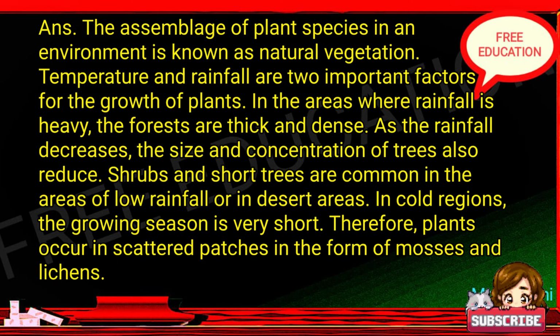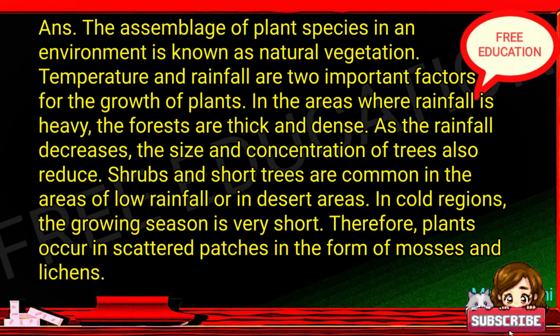Temperature and rainfall are two important factors for the growth of plants. In the areas where rainfall is heavy, the forests are thick and dense. As the rainfall decreases, the size and concentration of trees also reduce. Shrubs and short trees are common in the areas of low rainfall or in desert areas.